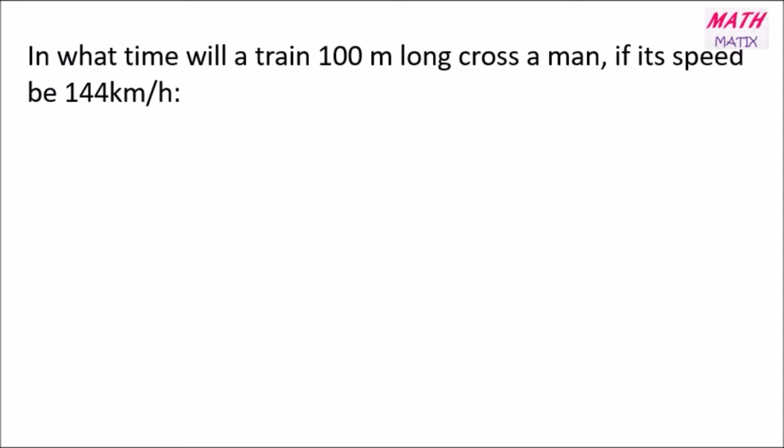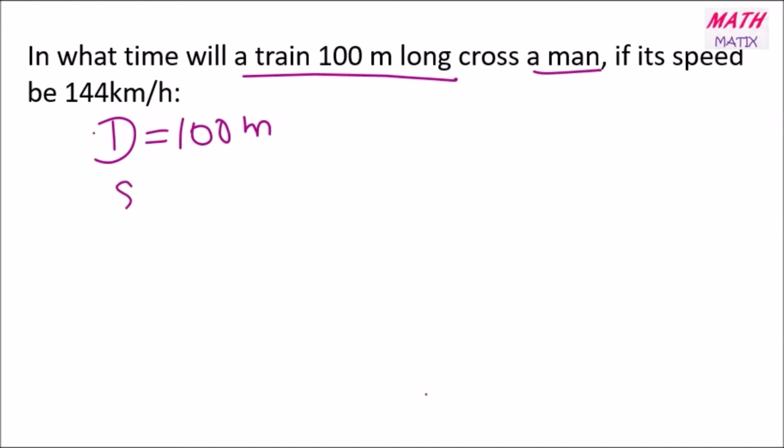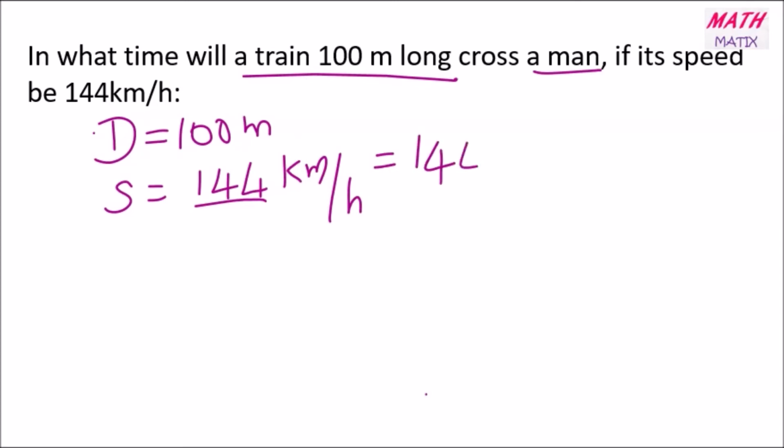In what time will a train 100 meter long cross a man if its speed is 144 kilometer per hour? In this problem, the length of the train is given and it crosses a man. So if it crosses a man or a pole, the distance is equal to the length of the train, that is 100 meters. The speed is 144 kilometer per hour. To convert kilometer per hour, we multiply by 5 by 18 meters per second. If we cancel this, 9 twos are 18.